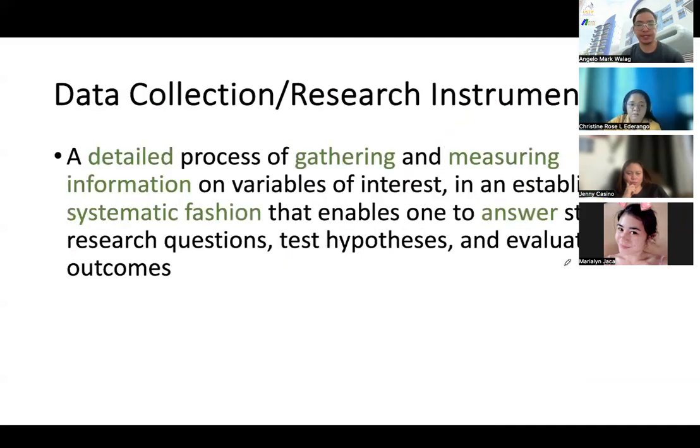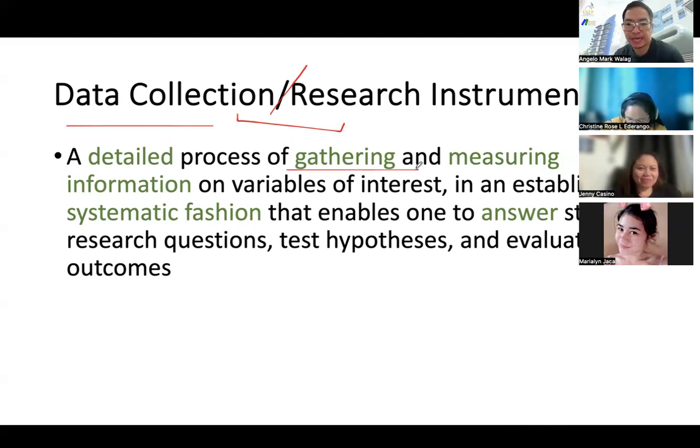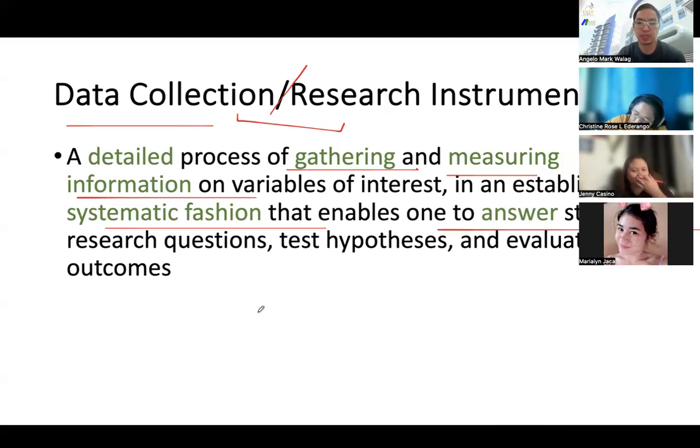Okay? Next, your data collection techniques and your research instruments. In my undergrad students, often this is combined, but since a doctoral dissertation is complex, you can break it down into two sections. You have data collection procedures and a research instrument. Data collection procedure is just the process of gathering and measuring information in a systematic fashion that will enable you to answer your research questions, test hypotheses, and evaluate outcomes.